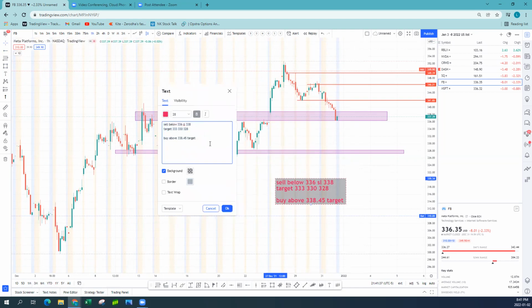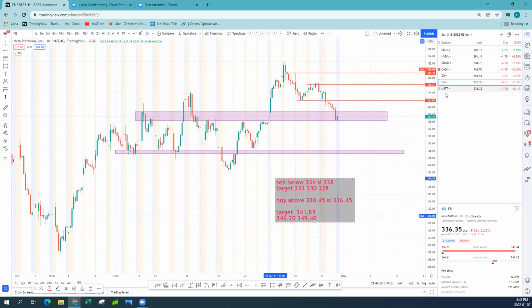So here your target, buy about 335, you need a stop loss. Stop loss should be 336.5. Target, you can have it 341.5. Then the next target will be 346.20, and after that the target will be 349.40. Okay, so that's the target for the FB.